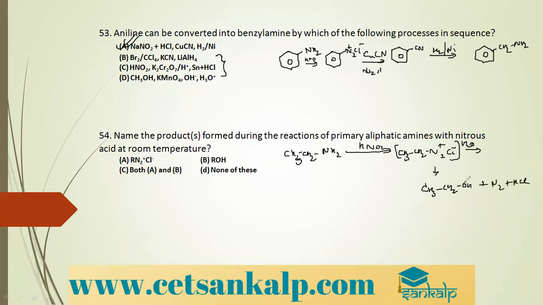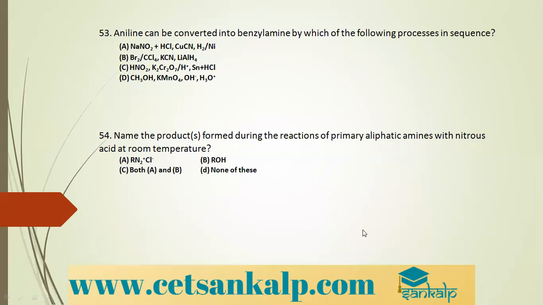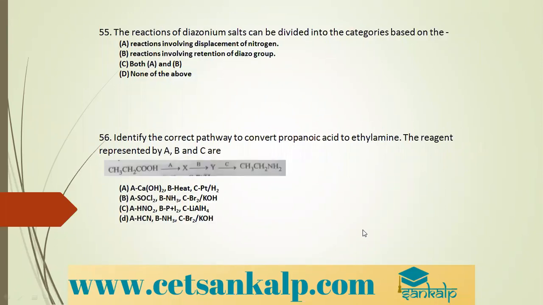And HCl. So remember, primary aliphatic amines, when treated with nitrous acid, form corresponding alcohols. Whereas primary aromatic amines, when treated with nitrous acid, they form benzene diazonium salts. And benzene diazonium salts are stable. Next question.